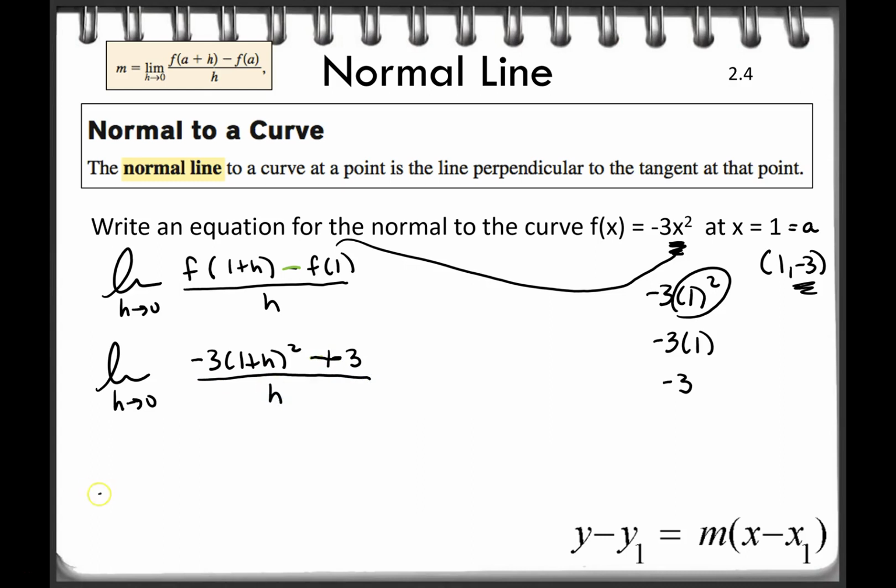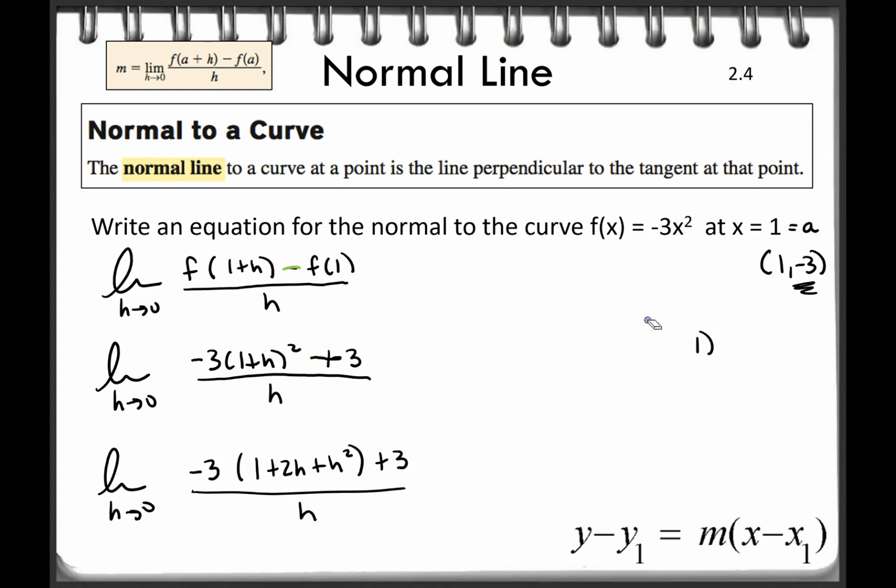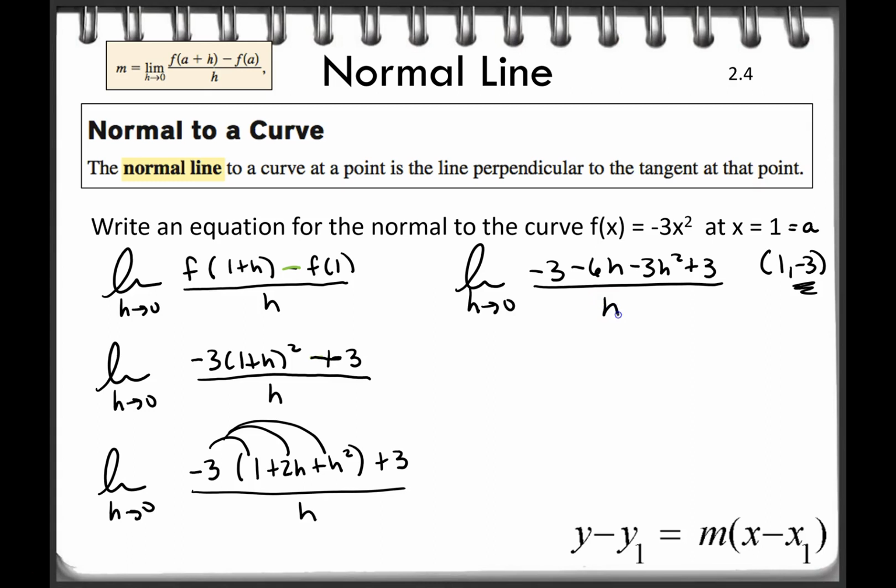Over h. Now, just for sake of time, I'm going to do the FOIL in my head. That gives me a -3 times 1 plus 2h plus h squared, plus 3, all over h. All right, now let's go ahead and do the distributive property. So this is going to be -3 minus 6h minus 3h squared plus 3 all over h.